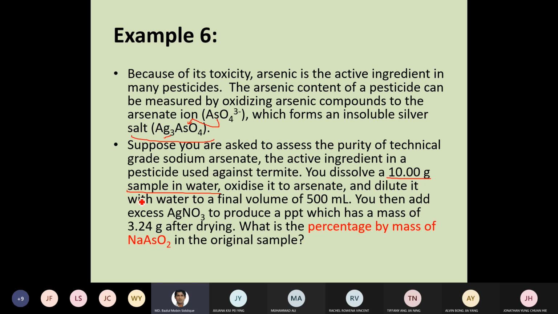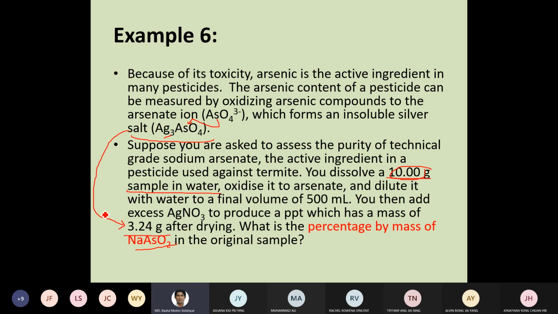And after we put the silver nitrate, the PPT produced was 3.24 gram of the salt. The PPT means silver arsenite salt, right? Now, if we have 3.24 gram of silver arsenite from that 10 gram of sample after the reaction, what is the percentage by mass of sodium arsenite in the original sample?